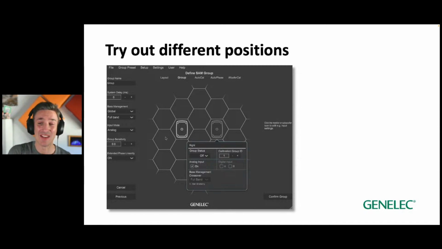You can make life a little easier if you just go to Group Preset, Edit, and then only measure one speaker, for example, or only measure the subwoofer. So just open your group, edit, and then you can command click on the speakers, or of course click on them and set the group status to off. So they are still there, but they are not in the group anymore, and they will not be measured. And then it's just way faster to do your calibration.